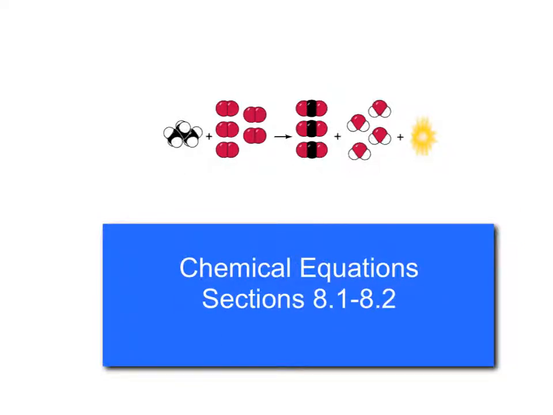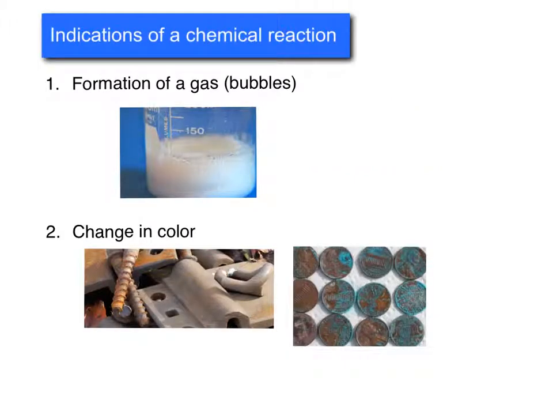So we've been talking about chemical and physical properties, and you should know by now that a chemical change is one that involves a chemical reaction. So today we're going to talk about chemical equations, which is how we represent chemical reactions, and how to balance them. So the first thing is, how can we tell if a chemical reaction has happened?